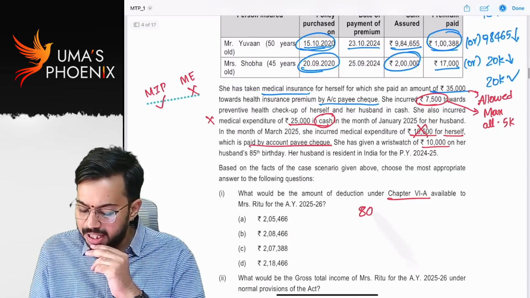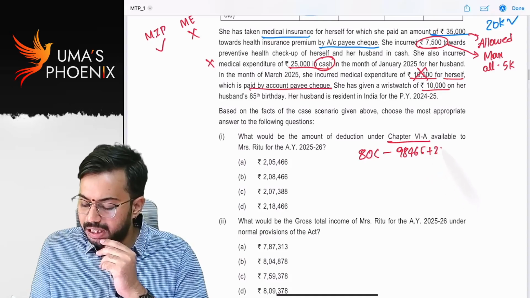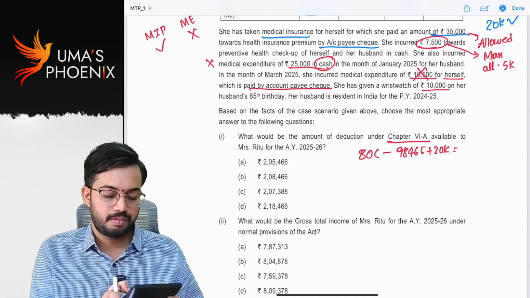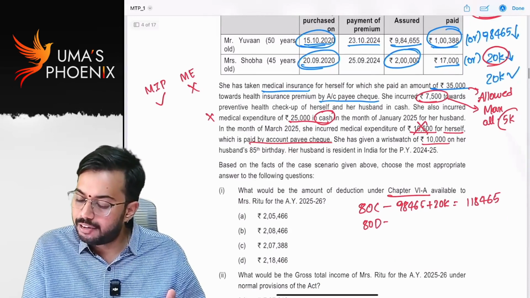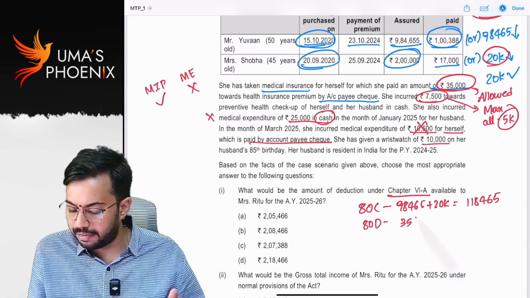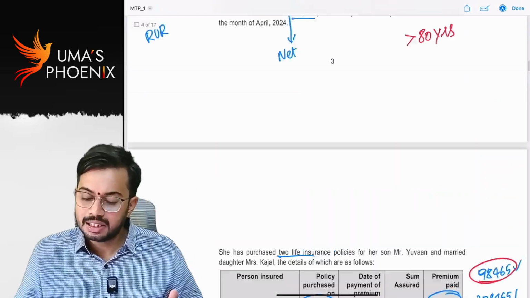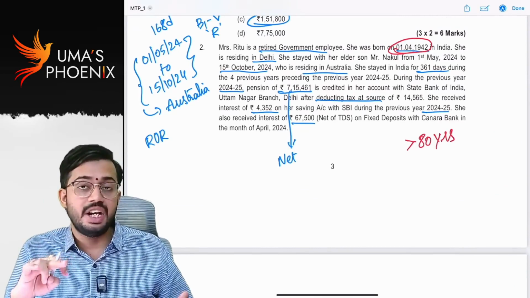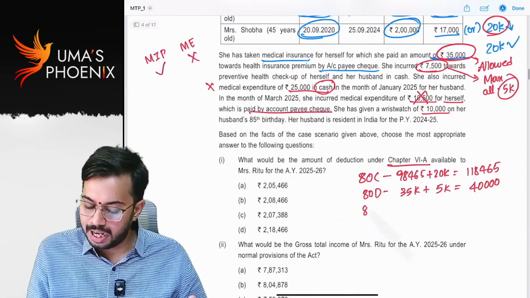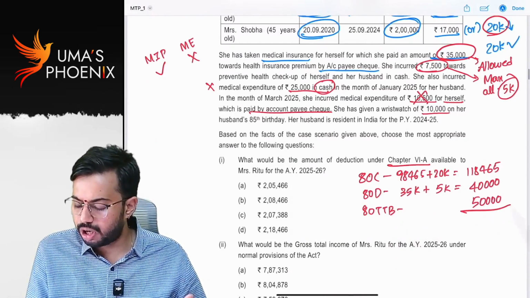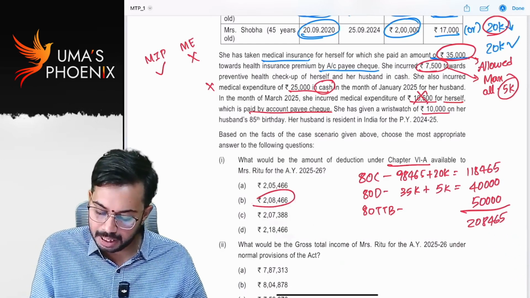First of all, under 80C, she can claim 98,465 and 20,000. 98,465 plus 20,000, total 1,18,465. Next, under 80D, what are allowed as deduction? 5,000 and 35,000, two are allowed. 35,000 plus 5,000 is 40,000. Next, see, she is a senior citizen and is also resident in India. So for interest income, she can claim deduction up to 50,000 under section 80TTB. Correct? So under 80TTB, she can claim 50,000. So overall, how much are chapter 6A deductions? 2,08,465. That means this is the answer.